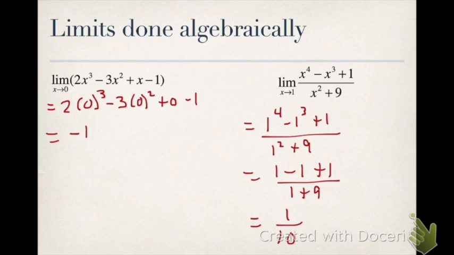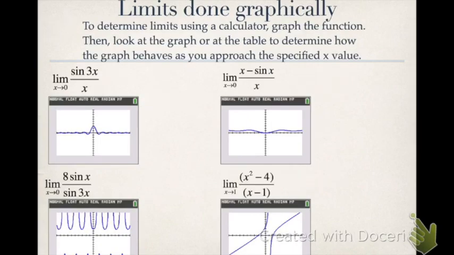All right, next we're going to look at things graphically. So limits done graphically. Determine limits using a calculator, graph the function. Look at the graph or the table to determine how the graph behaves as you approach the specified x value. So in the first one, we have the limit as x approaches 0 of sine of 3x over x. I have already graphed this. This is from my graphing calculator. And if you look at the graph, I did use a scale of 1 on both the x and y axes. So our limit as we approach 0 is 3.